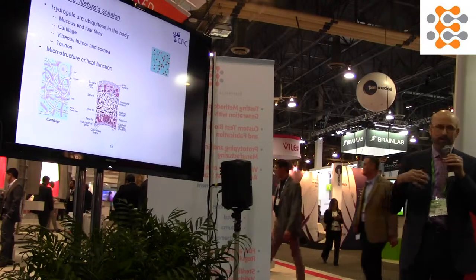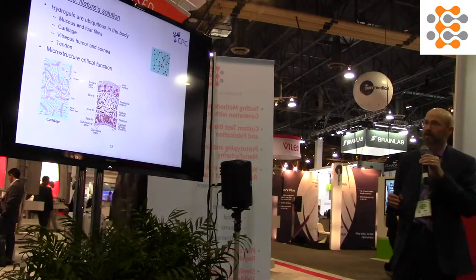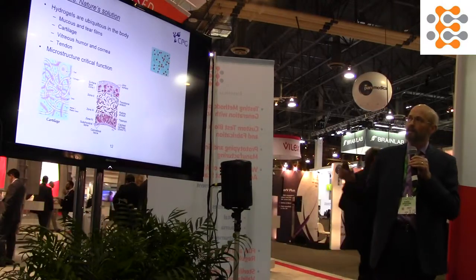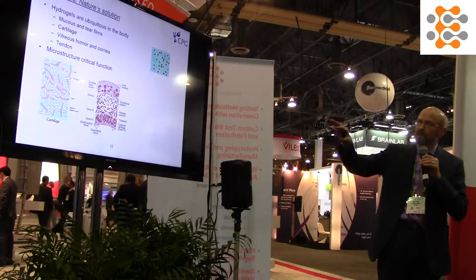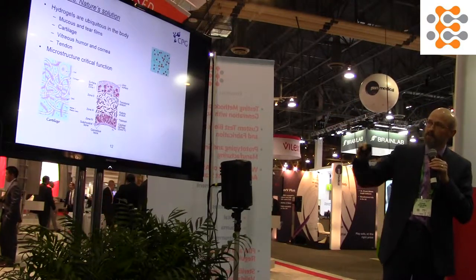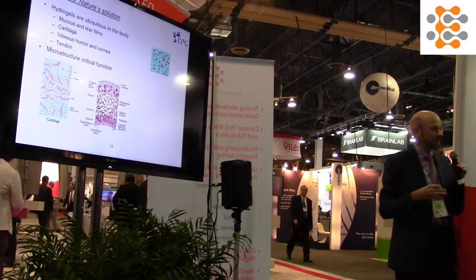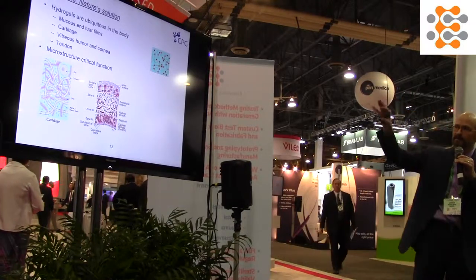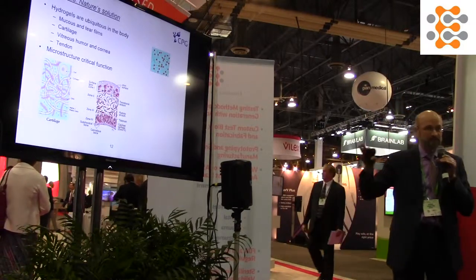The body has a lot of hydrogels present in there. We're composed of 80 to 90% water. We're mostly hydrogel as well. Mucus and tear films are hydrogels; cartilage, vitreous humor in the cornea, and tendons are all examples of hydrogels. And these all use very similar chemicals. Collagen is the main component of all of these.